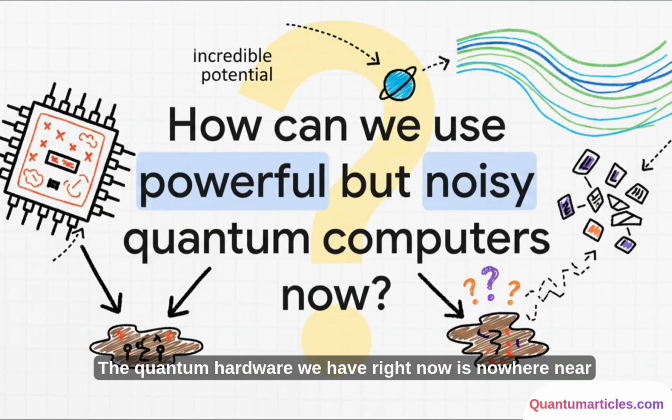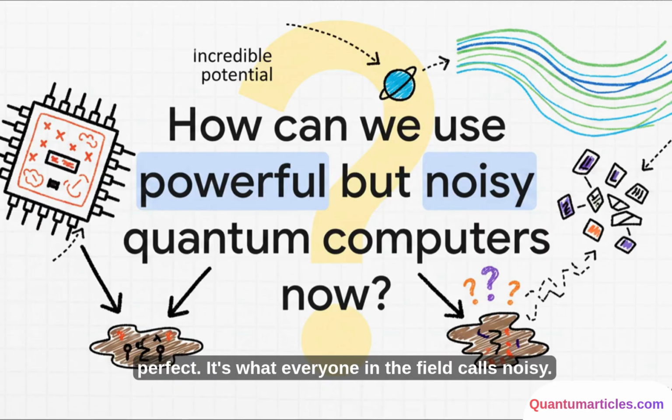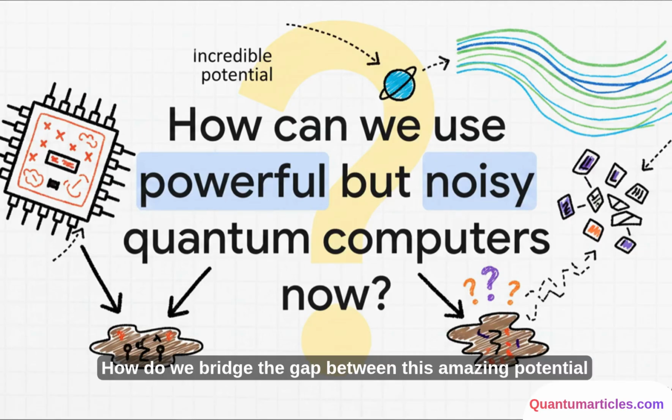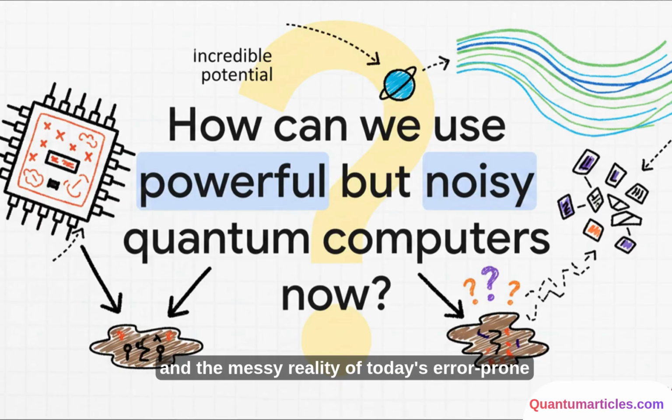The quantum hardware we have right now is nowhere near perfect. It's what everyone in the field calls noisy. These machines are so sensitive that tiny errors build up like crazy, and they can completely wreck a complex calculation. So that leaves us with this massive looming question. How do we actually use these things? How do we bridge the gap between this amazing potential and the messy reality of today's error-prone machines?